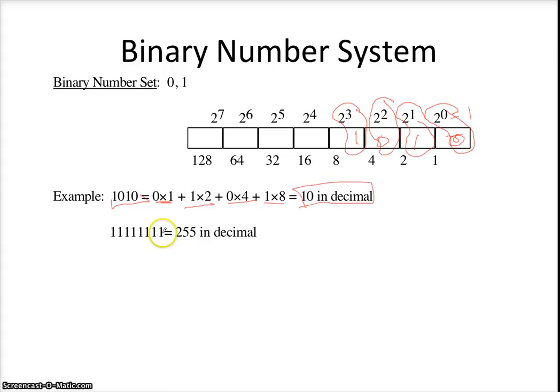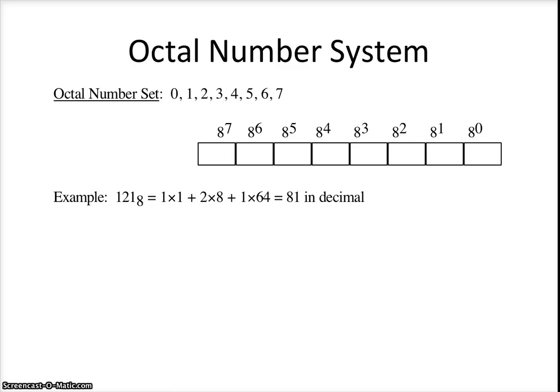What about something like 1, 1, 1, 1, 1, 1, 1, 1? Eight ones. In that case, we can just stick everything in here. This will be the 2 to the 0th power, and this one here will be 2 to the 7th power. Then you can add them up, and the result will be 255 in decimal. Alrighty, so let's go to the next slide.